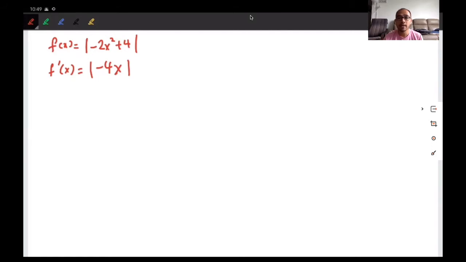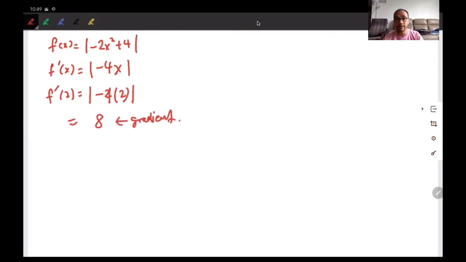So don't panic. Just because there is a modulus, you give up? Come on. If there's a modulus, just put the modulus over there. Don't panic. Totally no reason to panic at all. So f'(2) will be negative 4 times 2, and obviously this will give you the value of 8, because the modulus of a negative value gives you a positive. So this is the value of the gradient. You've already found the value of the gradient. So differentiate, find the value of the gradient, and then y equals mx plus c.